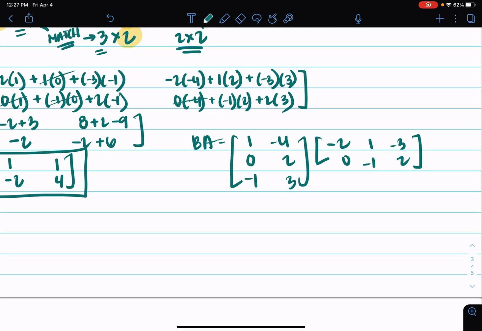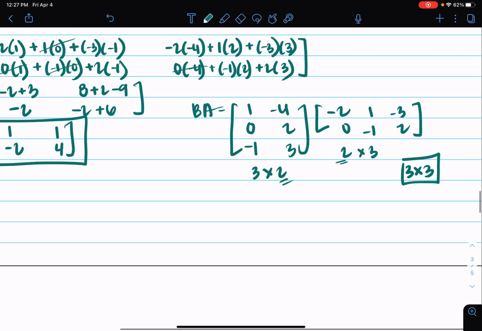Okay. So this is a row by column, so 3 rows, 2 columns. Row by column, 2 by 3. Same number, we're good. It's gonna spit out a 3 by 3. So that our answer is gonna be a 3 by 3. Okay. Row column. I'm gonna move this.